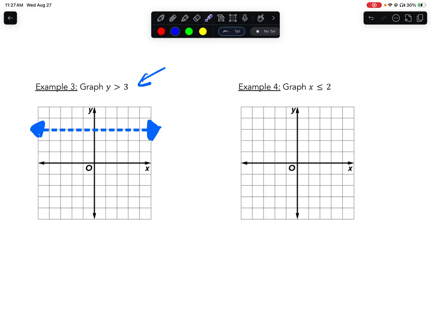And I look at my inequality here. This inequality is greater than, so I'm going to shade above this line. Done.